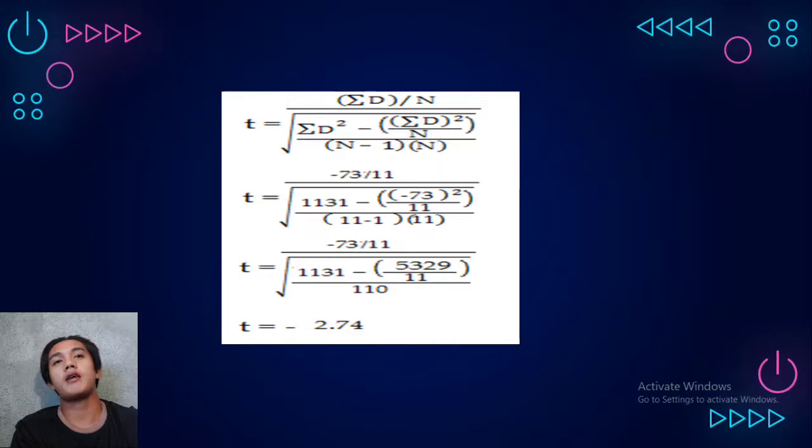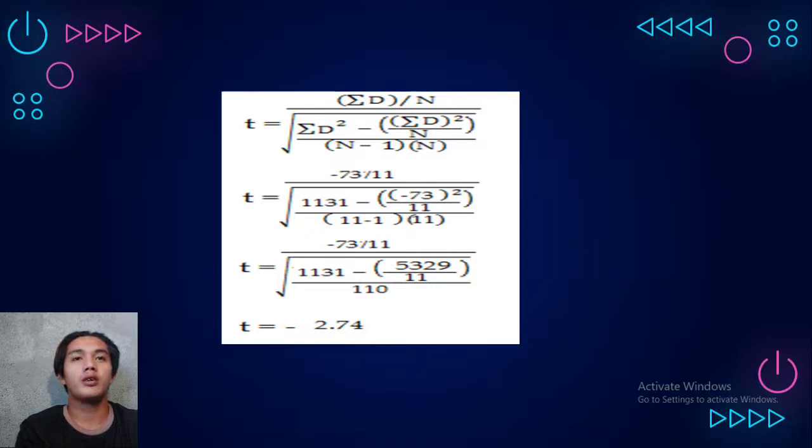So, okay, now let's apply the data we got. t is equal to summation of d over n, all over the square root of summation of d squared minus the quantity of summation of d squared over n, all over the quantity of n minus 1 times n. The computed value of summation of d earlier is negative 73, the total of x minus y, all over n, which is 11, because we have 11 respondents.